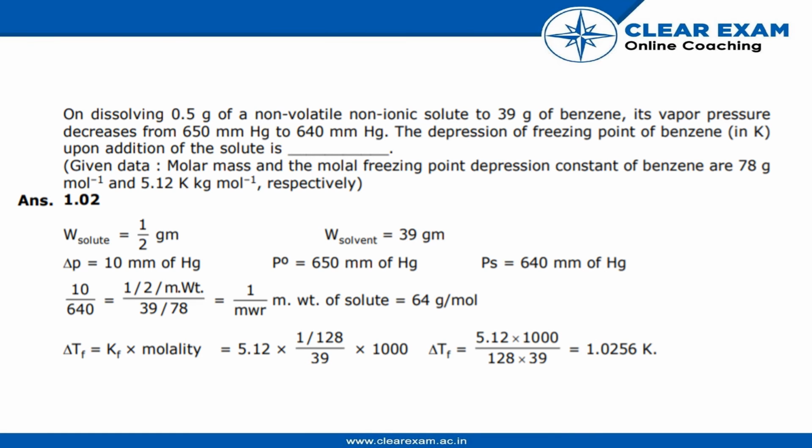After that, we will calculate the molecular weight of the solute. That would come out as 64 gram per mole, as you can see here in the calculations. After that, as we know, delta TF is equal to KF into molality, so we will calculate the value of delta TF. That would come out as 1.0256 Kelvin.